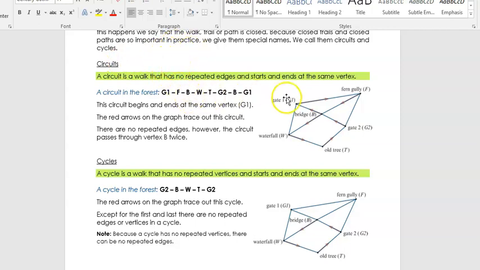So for a circuit, we're going to start at G1. We're going to go to the Fern, to the bridge, to the waterfall, to the old tree, to gate 2, and then cut across, see the bridge again, and then go to gate 1. So it doesn't matter if the bridge is repeated. The circuit begins and ends at the same vertex G1. The red arrow on the graph traces out the circuit, as you can see here, and there are no repeated edges. However, the circuit passes through the bridge twice, and that doesn't matter as long as we don't have a repeated edge.